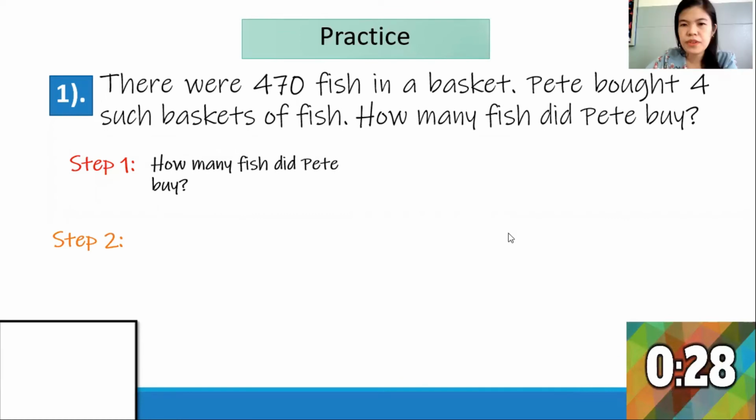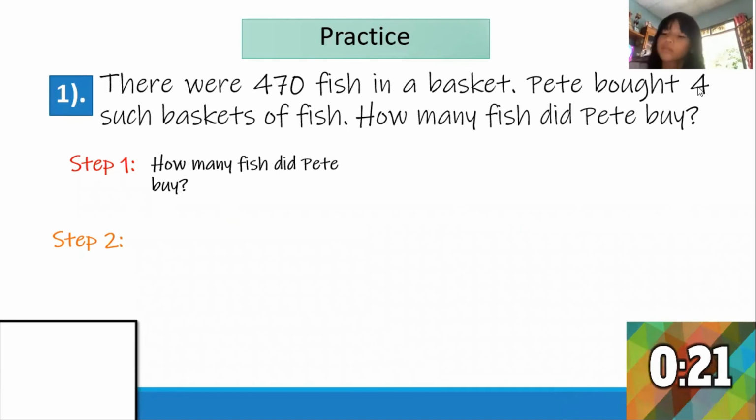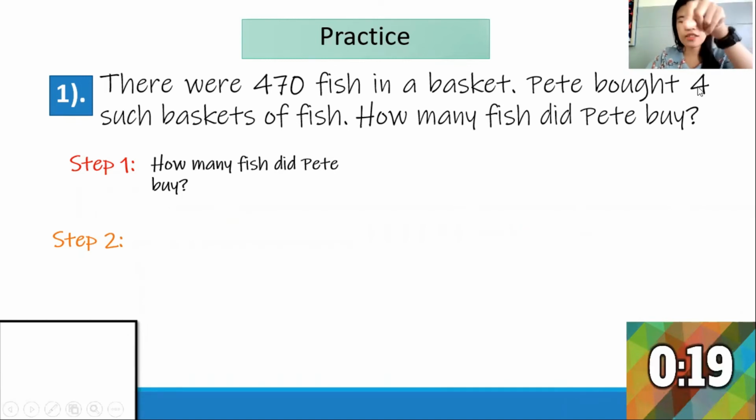Step 2. What are the numbers that you can see in the problem? Okay, Miss Euro, answer now. What are the numbers that you can see? Later. You answer first on your paper, and I will call your name later.